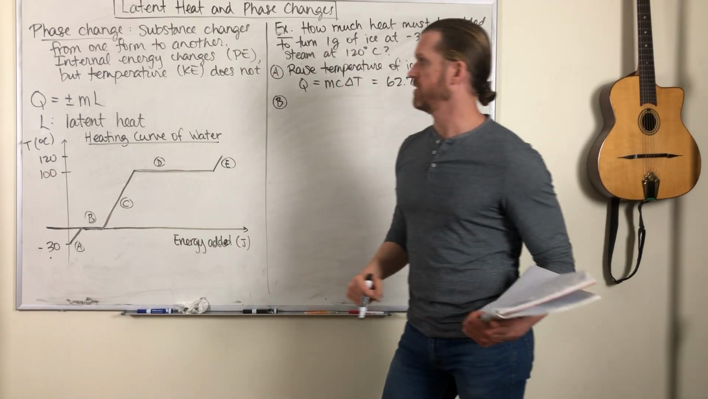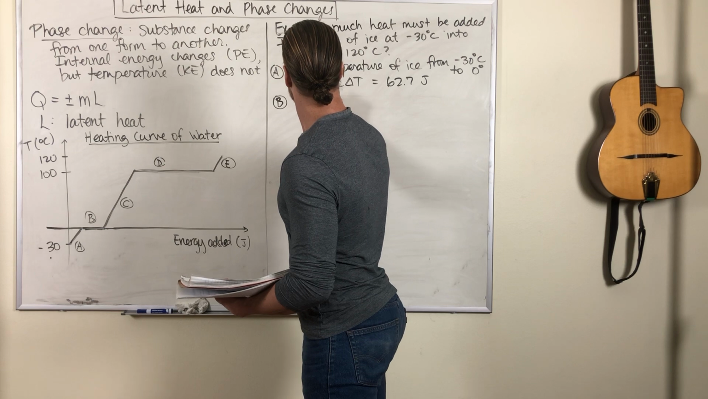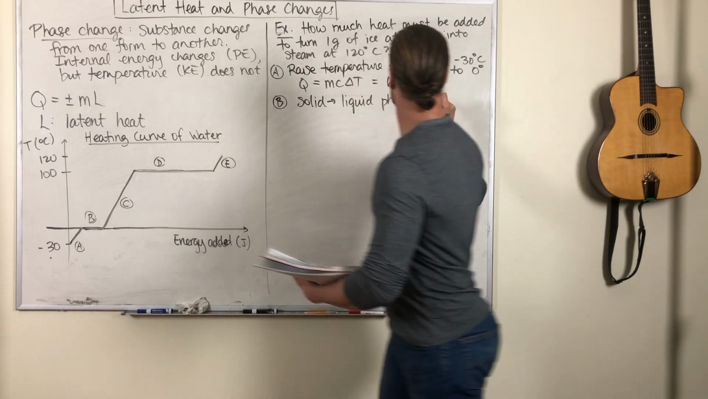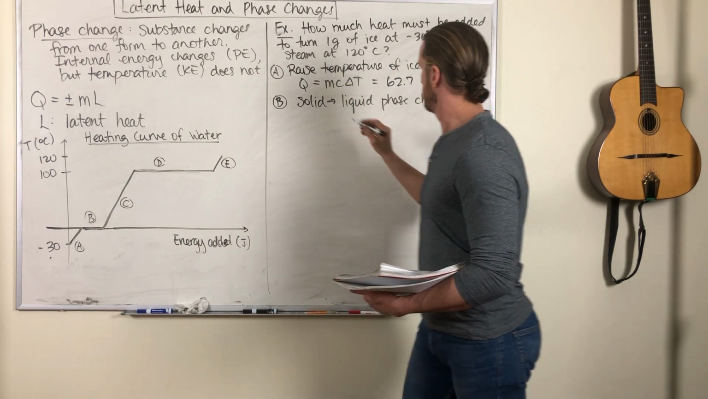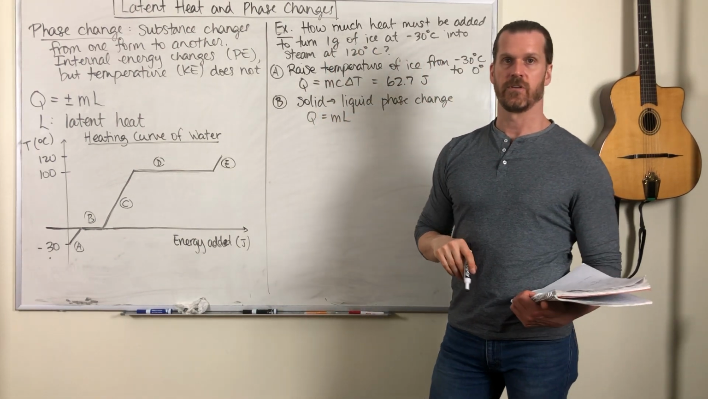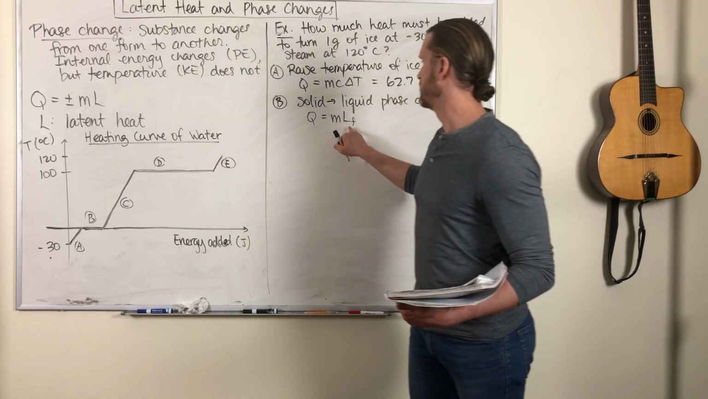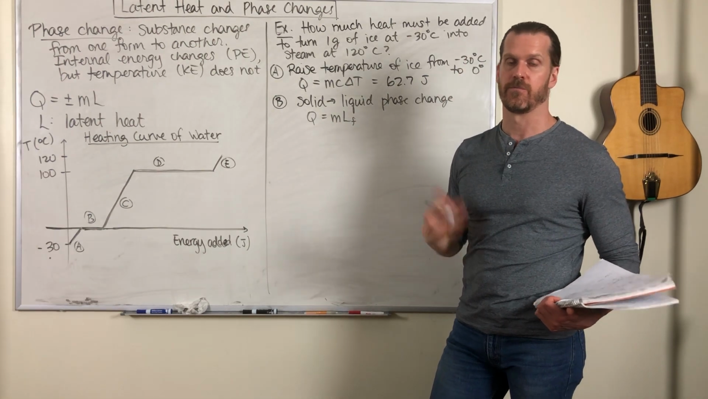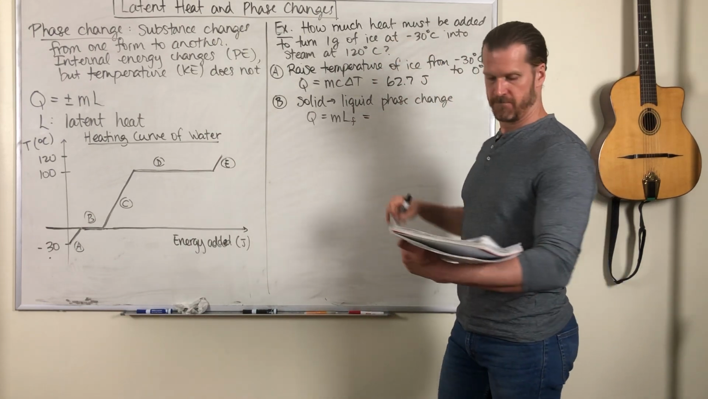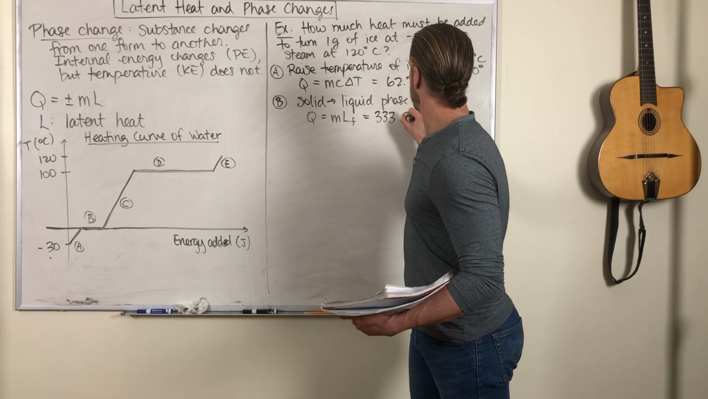Step B here is this phase change from solid to liquid. And the heat required there is M times L, the latent heat of fusion. A lot of times people put a little subscript F there for this melting process. Once again, you can look up that value. You should find that you get 333 joules.